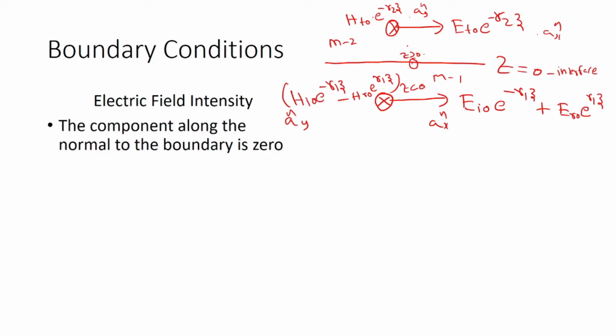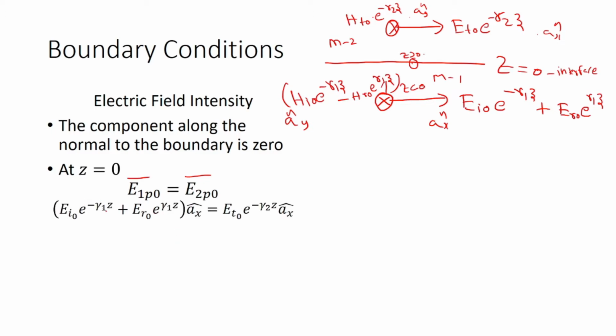The component along the normal to the boundary is 0. There is no normal component because the normal component is along Az cap, and we don't have any vector along Az cap because of the transverse electromagnetic nature of the wave. And at z equals 0, because these two values should be equal, whatever is the value of electric field intensity in medium 1 at z equals 0 should be equal to the electric field intensity inside medium 2 at z equals 0. Therefore, if I substitute z equals 0 on both sides, I get Ei naught plus Er naught equals Et naught.